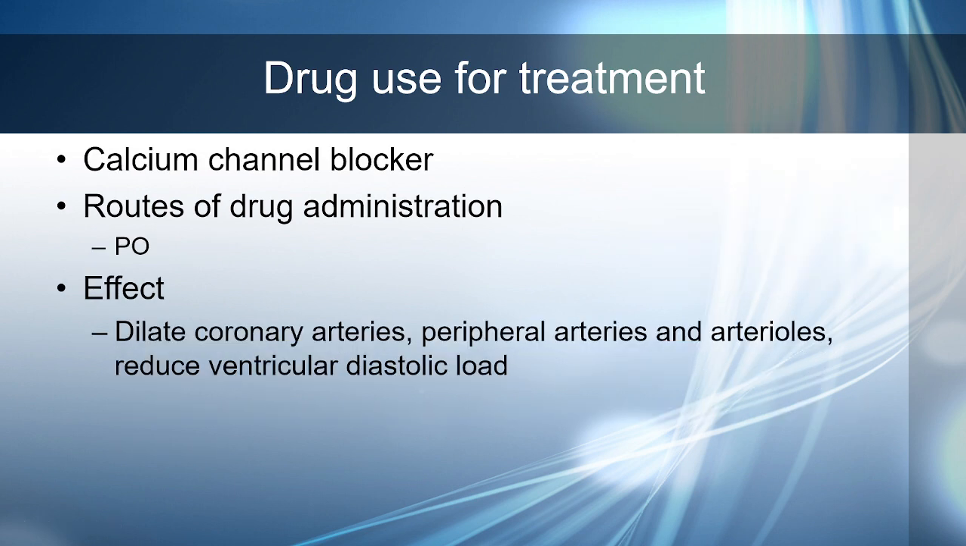And the next drug I'm going to talk about is calcium channel blocker. The route of drug administration of calcium channel blocker is PO, and the effect of this is to dilate coronary arteries, peripheral arteries, and arterioles to reduce ventricular diastolic load.